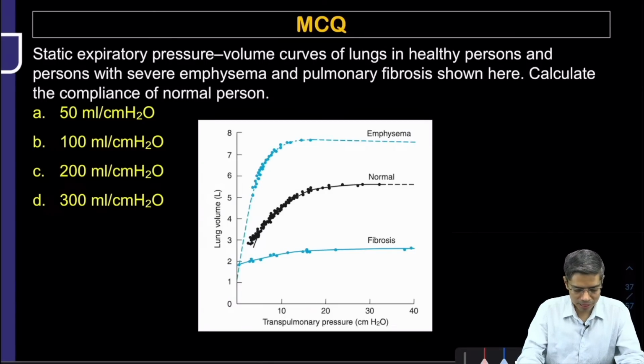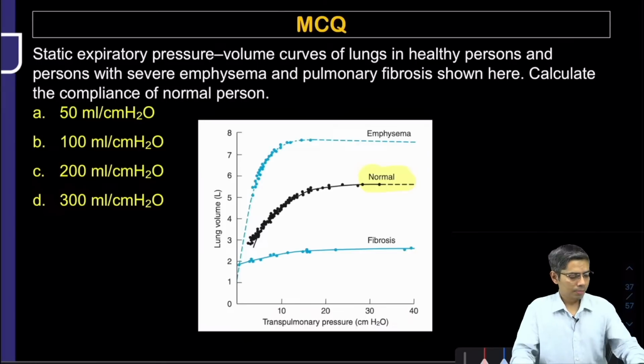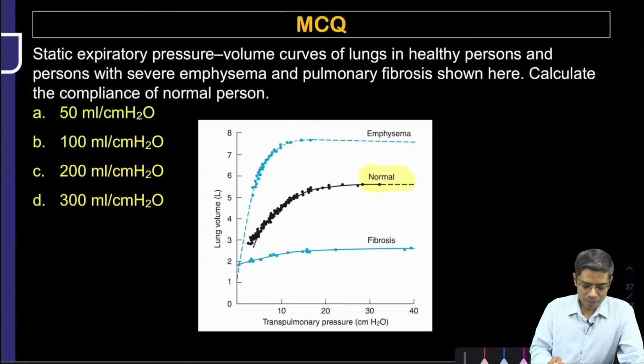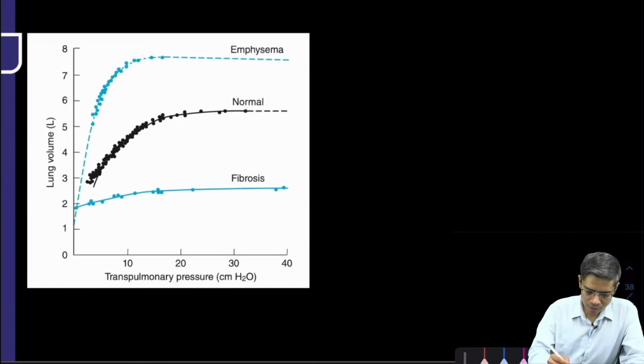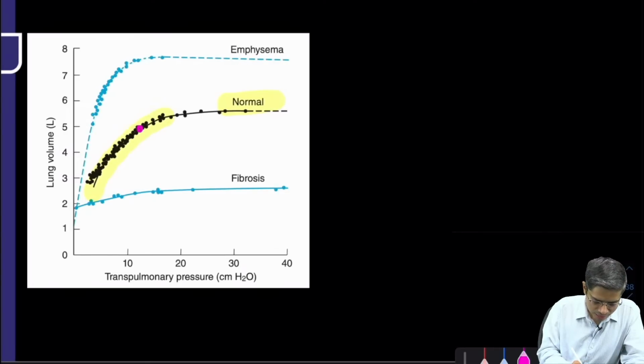So, you have to calculate the compliance of this normal person. So, this is the normal person curve. So, we have to calculate the compliance from this curve. Okay. So, look at how to calculate. So, first of all you look at this normal curve, and this is the rising portion of the curve. So, first you take 2 points on this rising portion of the curve.